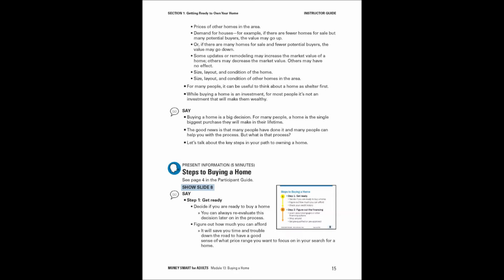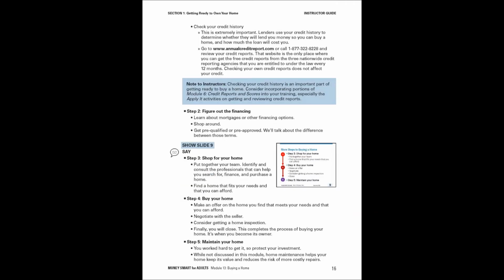Then steps to buying a home. Now we're going to talk about these 5 steps. So the next few slides are outlining the 5 steps of buying a home. Step 1 being getting ready. Step 2, figuring out the financing. Step 3, shopping for your home. Step 4, buy your home. Step 5, maintain your home. So these next 2 slides are really giving bullet points about that.